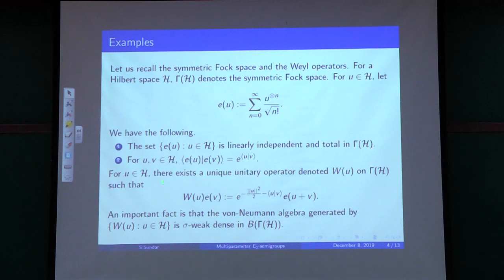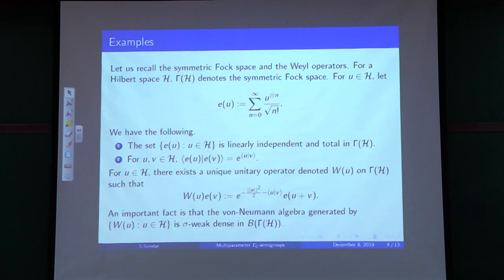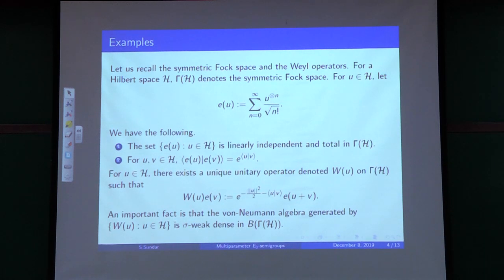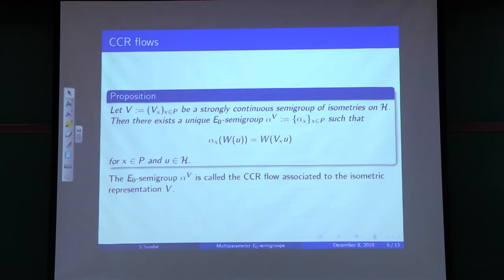Of course, you need to put in a factor so that it becomes a unitary. The algebra generated by W(u) is called the CCR algebra, and the von Neumann algebra generated by that is equal to the bounded operators B of Gamma(H). So the Weyl operators generate the whole of the bounded operators on the symmetric Fock space. So the first example of an E0 semigroup is on the symmetric Fock space using this CCR construction.